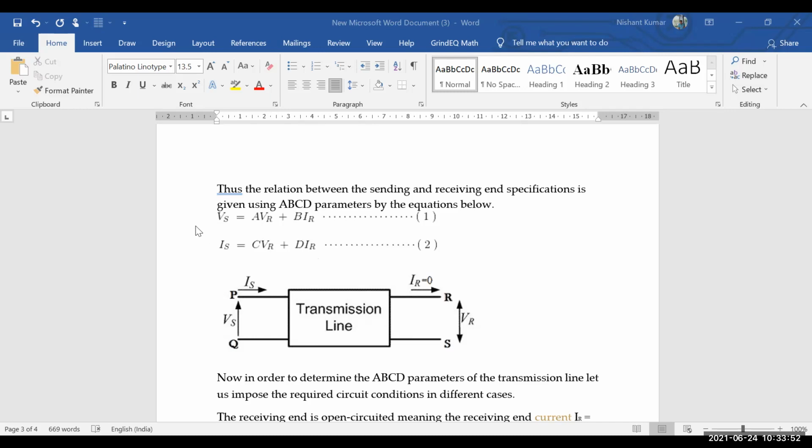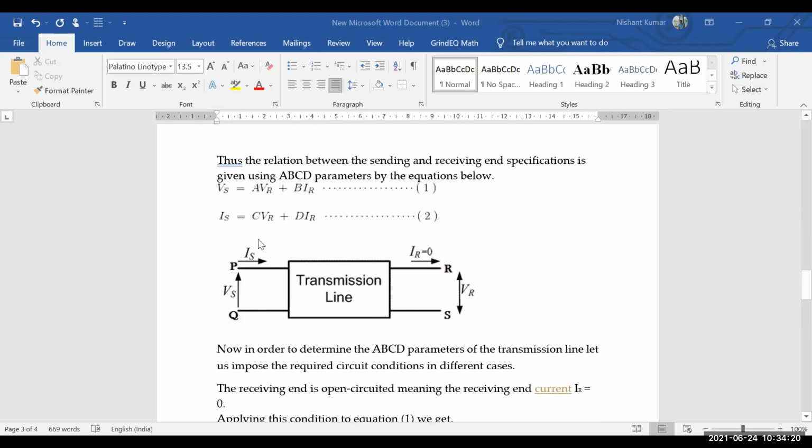Now, we say that VS equals AVR plus BIR. This is one equation. The second is IS equals CVR plus DIR. Using these two equations, we can find A, B, C, and D, because out of these four quantities, that is VS, IS, VR, IR, anyhow you would have three data available.